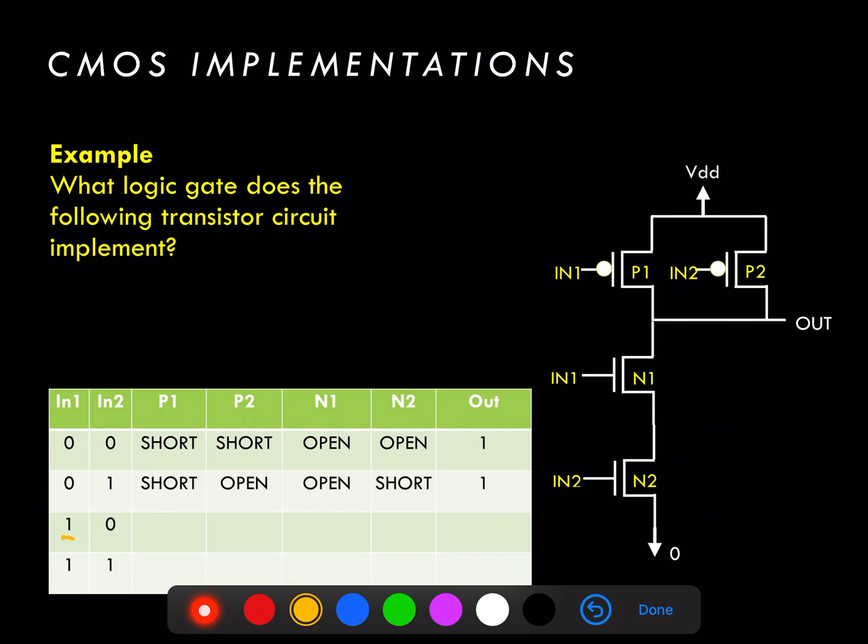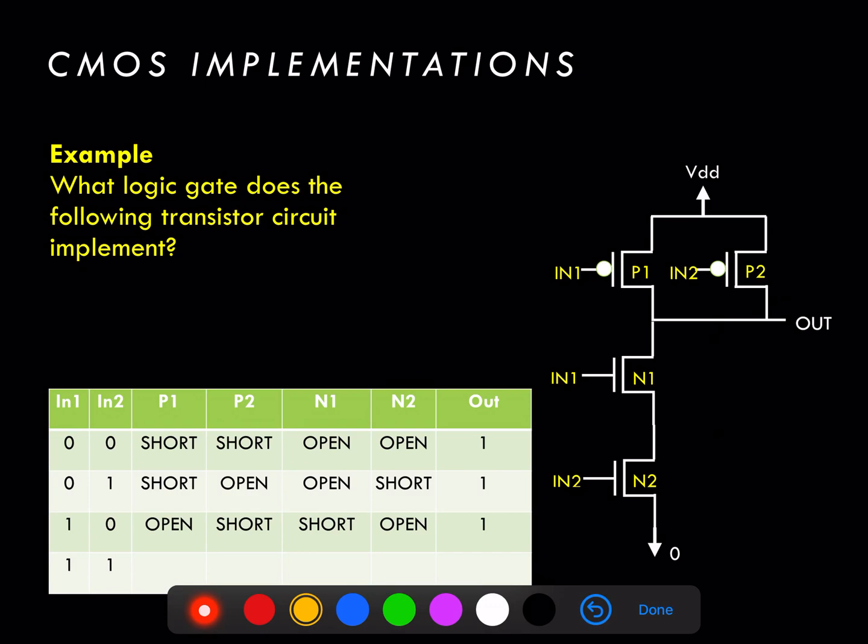N1 and N2 equal to 1 and 0 respectively gives us exactly the opposite situation, with P1 now an open, P2 a short, N1 now a short, and N2 now an open. This results in a very similar model to the previous slide, with N1 modeled as a short, N2 modeled as an open, P1 modeled as an open circuit, and P2 modeled as a short circuit. We get out directly connected to VDD, which again gives us a value of 1 at the output.